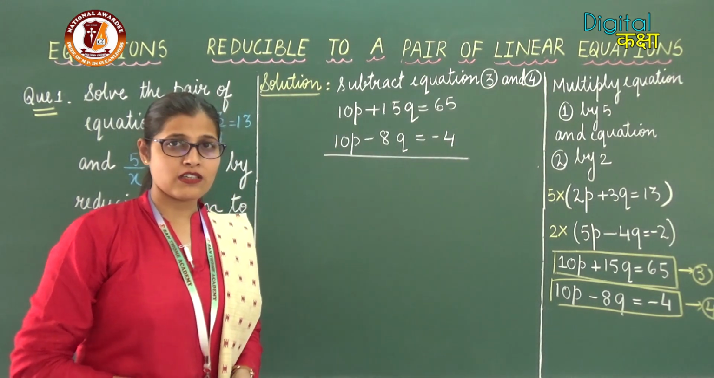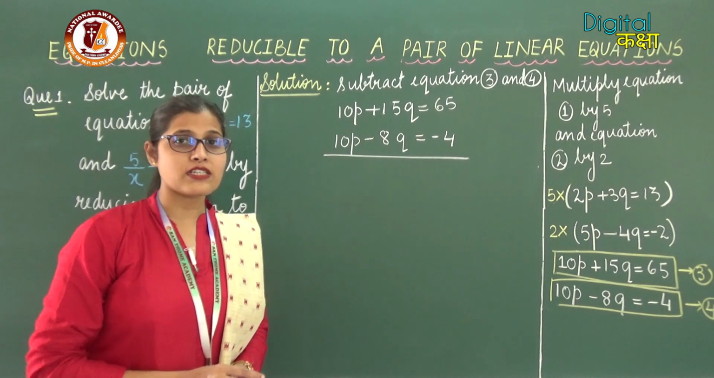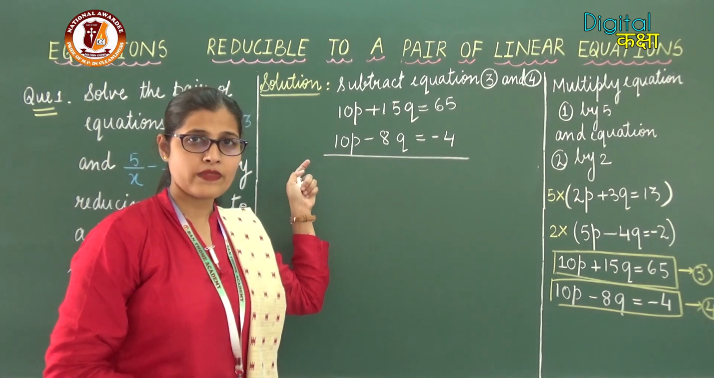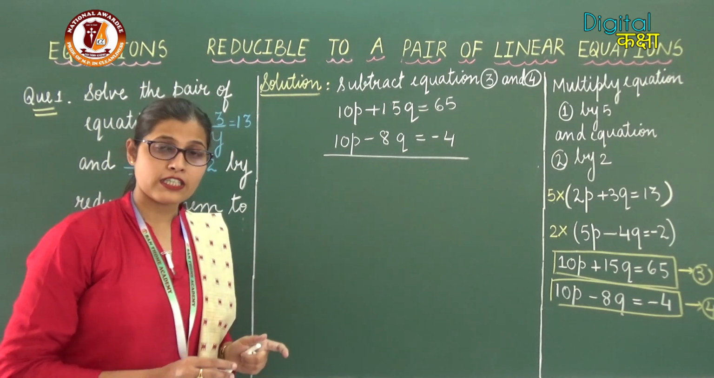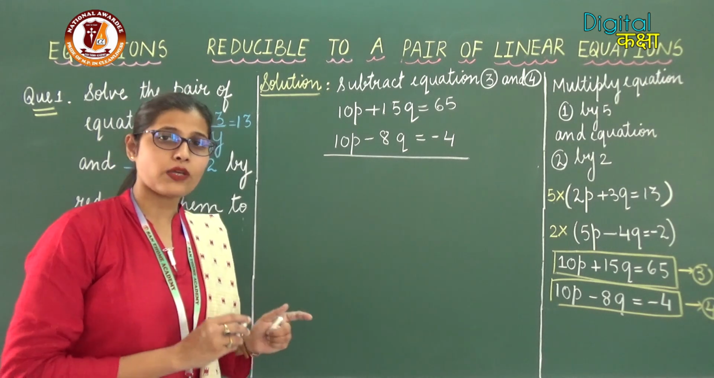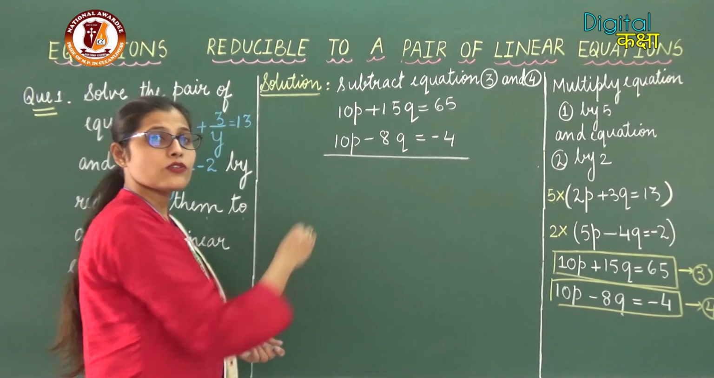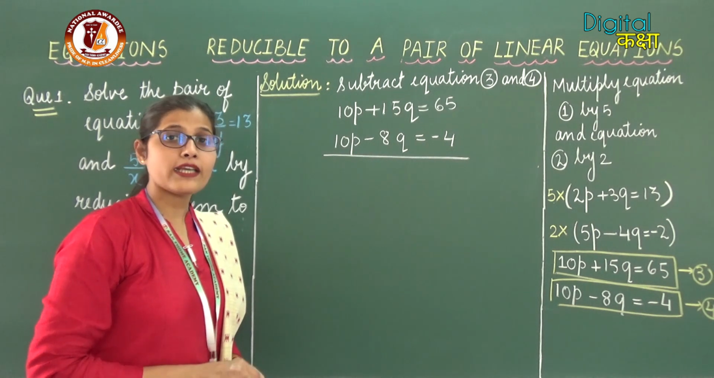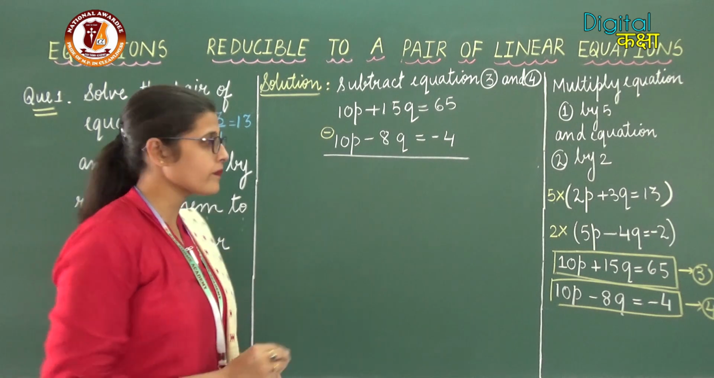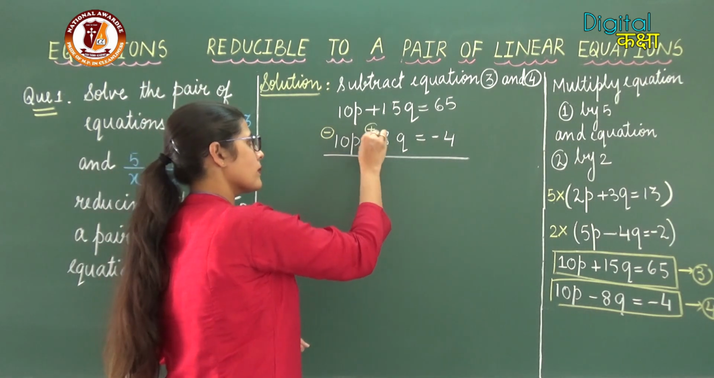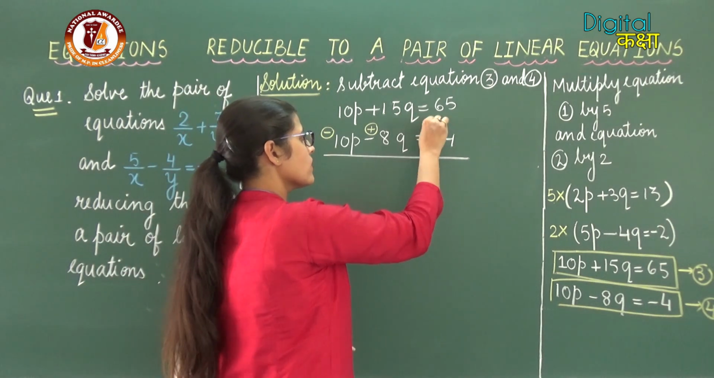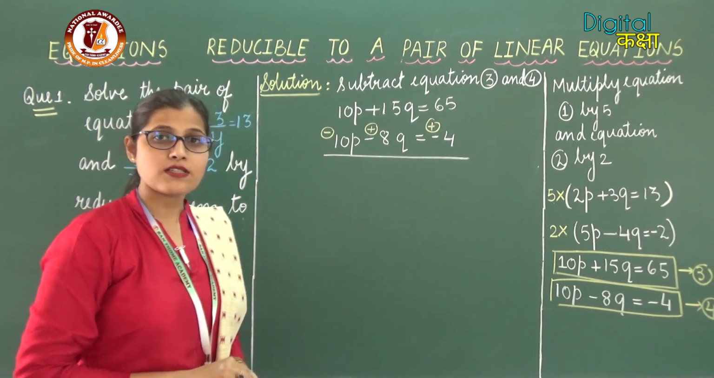For subtraction, first we will be writing both the equations in the form of columns. Now we will be changing the sign of all the terms of the second equation. So here you can see that 10p is positive, so it will be converted to negative, minus 8q will be converted to plus 8q, and minus 4 will be converted to plus 4.